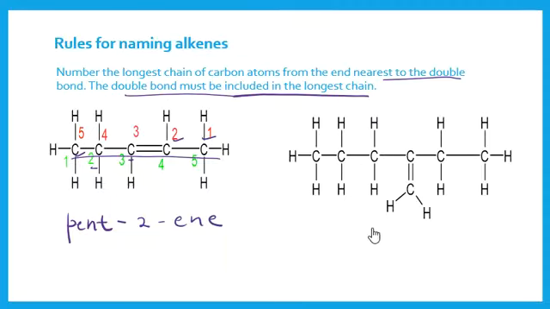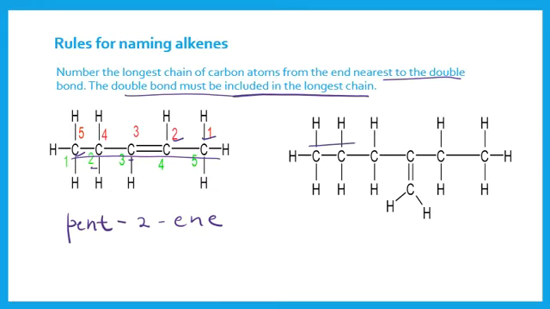So now let's go ahead and name this one here on the right hand side. If we follow the rules, we must first identify the longest chain of carbon, and within that longest chain of carbon we must have the double bond. So if I go straight like this, although I have 1 2 3 4 5 6 carbon atoms, this is not the longest chain because it doesn't include the double bond. So I must identify the longest chain of carbon atoms, and in the chain include the double bond.